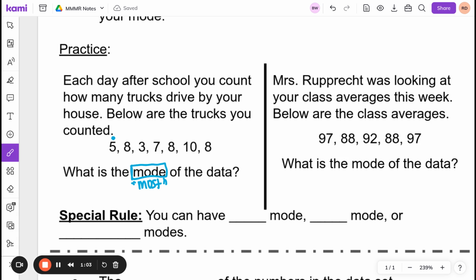So I just go back and check. This 5, there's only 1. 8, there's 3. 3, there's 1. 7 has 1, and there's 1, 10. So the number that occurred the most is 8.